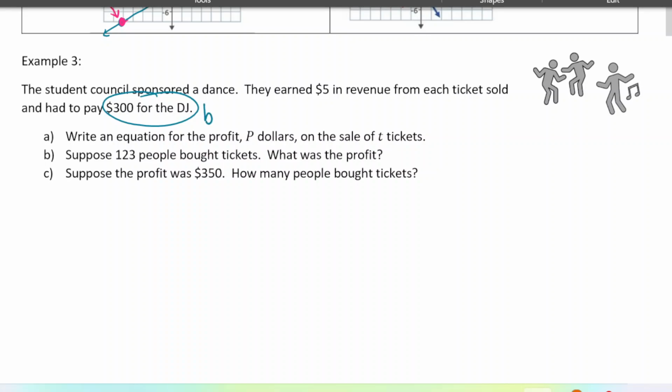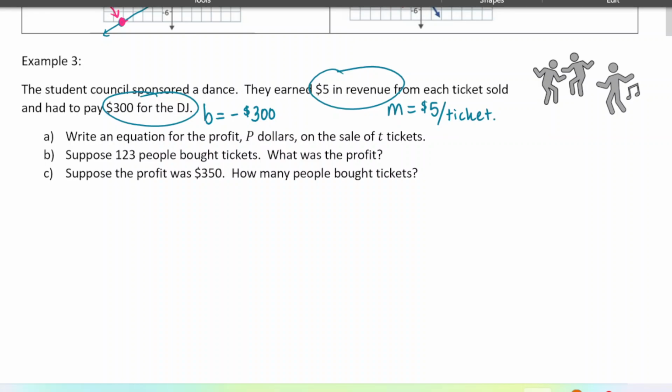So the b here is actually going to be -$300 because I had to pay $300 for that DJ. I'm down $300 right from the beginning. And then my profit is going to increase by $5 every time we sell a ticket. So my slope is going to be $5 per ticket, or just 5.